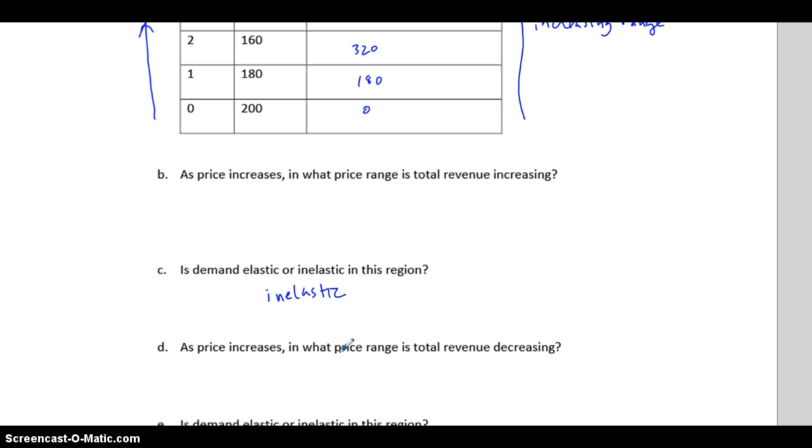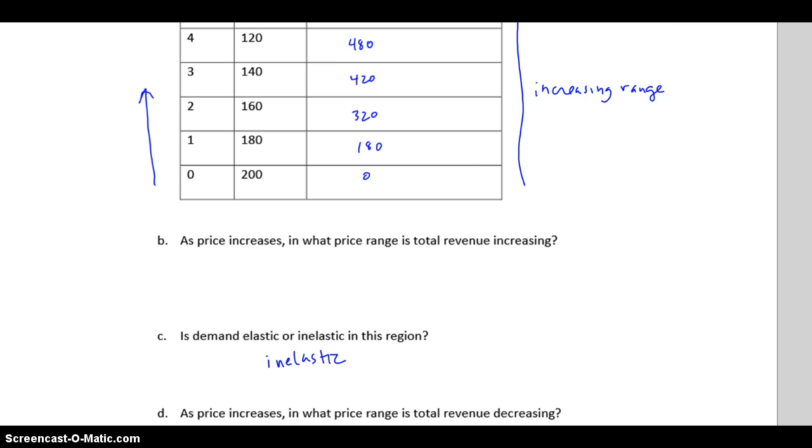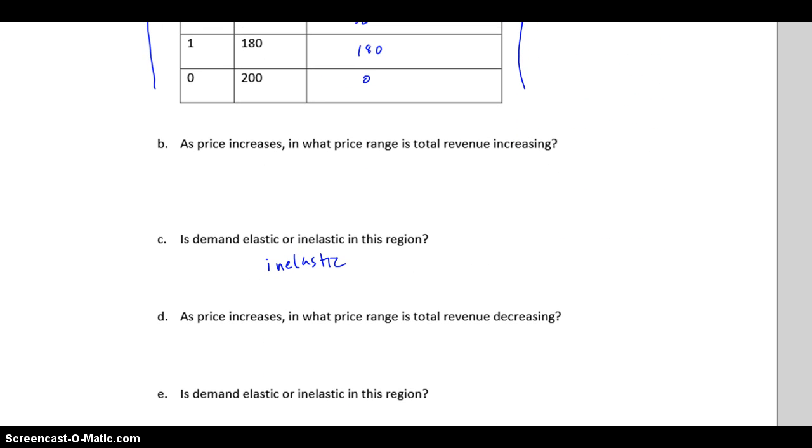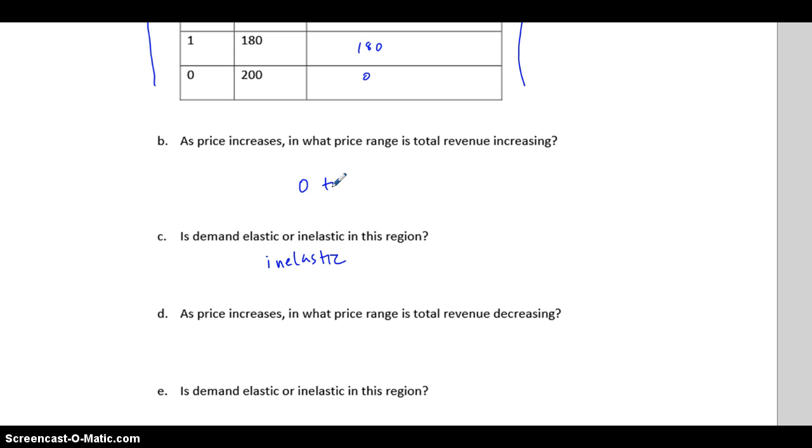Now here, as price increases, in what price range is total revenue decreasing? So we have this idea, like, this is great. We're raising our price, we're making more money, and then what starts to happen? We kind of have a maximum here, but then once we get to here, as we raise our price more and more, our revenue is in a decreasing range. So what's happening is, even though we're charging more per unit, our quantity is dropping off too quickly and we're losing money. So price ranges: 0 to 5 is where revenue is increasing. 5 to 10 is where revenue is decreasing.